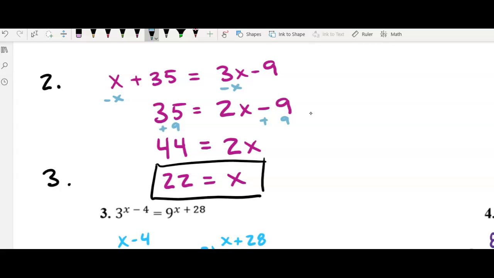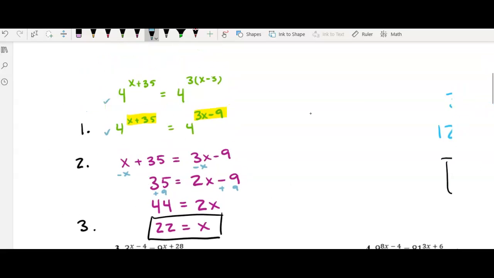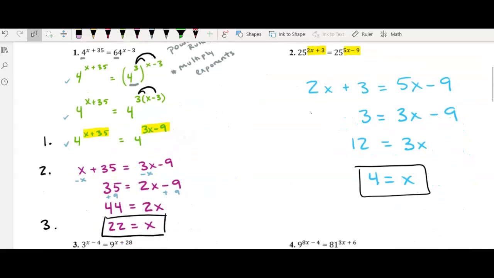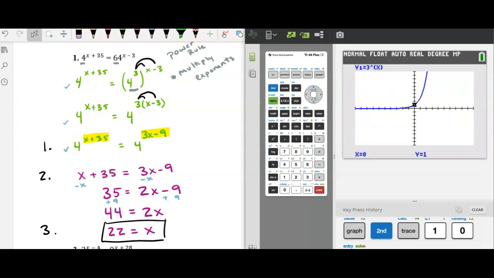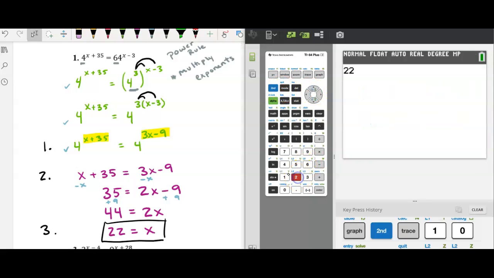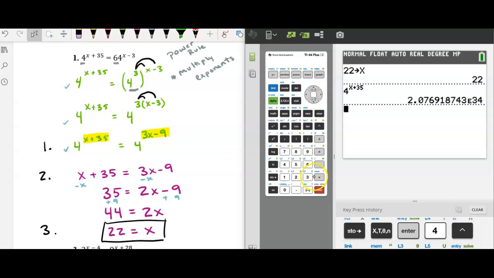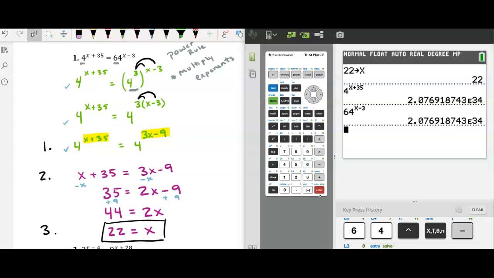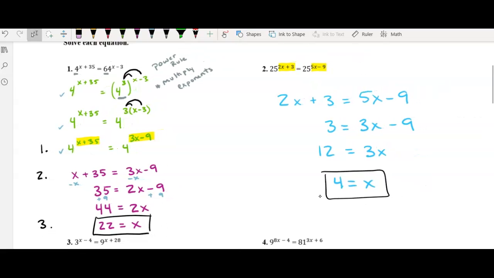Divide by 2 as the last step to get x equals 22. And then you should use your calculator to check your work. So if I got x equals 22 as my solution, I'm going to type in 22 and store it as x. And now I'm going to type in the original. The left side of the equation says 4 to the x plus 35. And the right side of the equation says 64 to the x minus 3. Both sides equal the same number, therefore this is the solution to this equation.